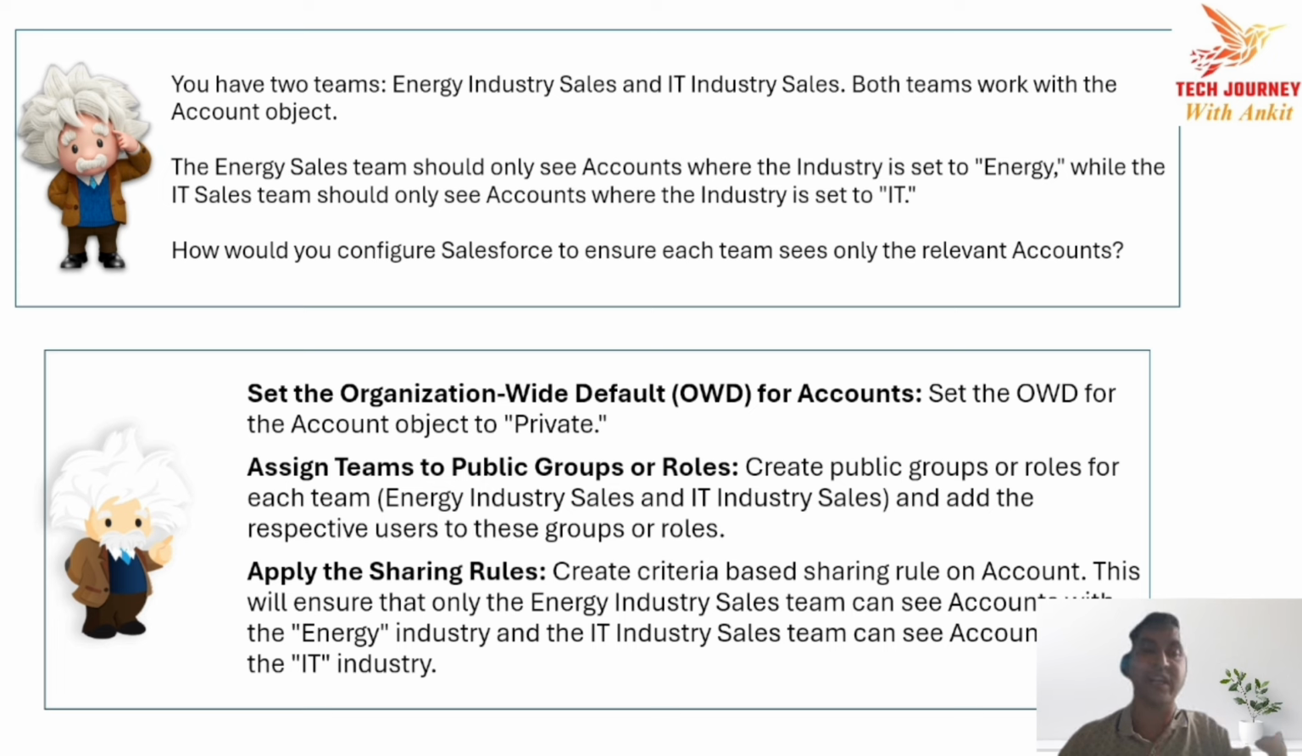Once you have created the public groups and set up the OWD, the last and very important thing that you will do here is create the criteria-based sharing rule. There are two types of sharing rules that we have: one is ownership based and the second is criteria based. In this example, we will go for the criteria-based sharing rule so that energy industry records will be shared with the energy sales team and the IT industry records will be shared with the IT sales team, because we have given a criteria where the industry is set to energy or the industry is set to IT. We will take the help of the criteria-based sharing rules to answer this.